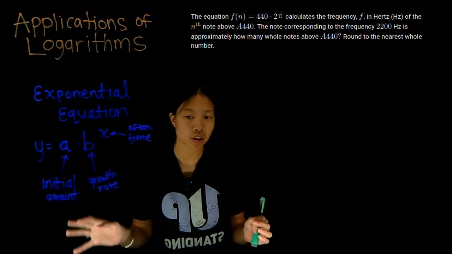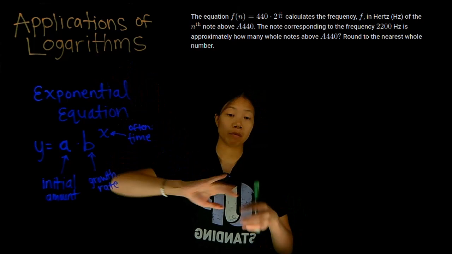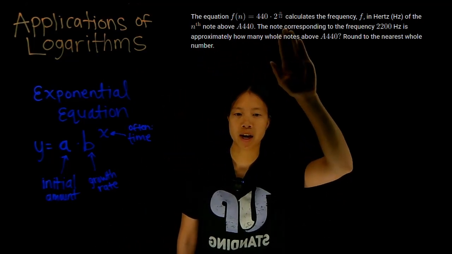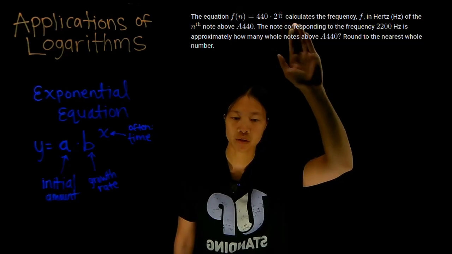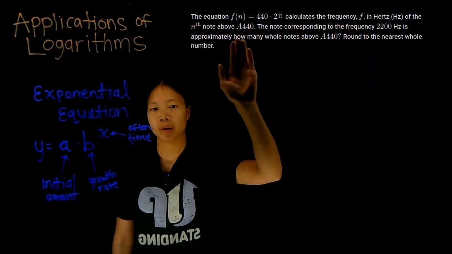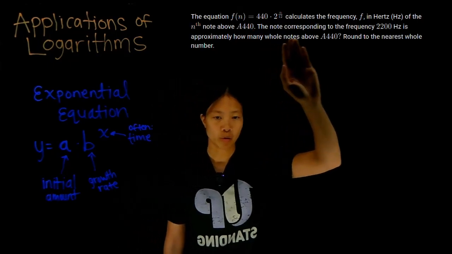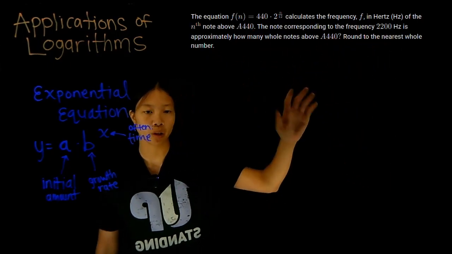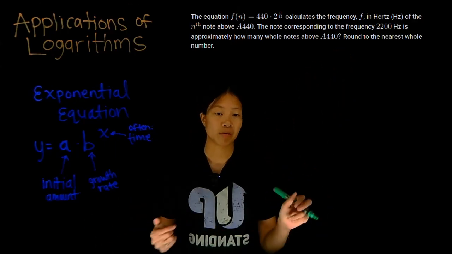Another application of exponents or logarithms involves music. So here we have the equation f of n equals 440 times 2 to the n divided by 12, and this calculates the frequency f in hertz of the nth note above a 440. The note corresponding to the frequency 2200 hertz is approximately how many whole notes above a 440? Let's round to the nearest whole number.